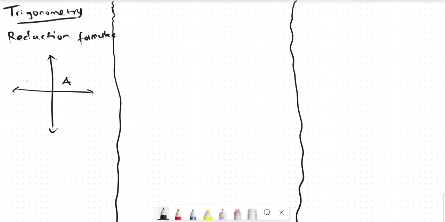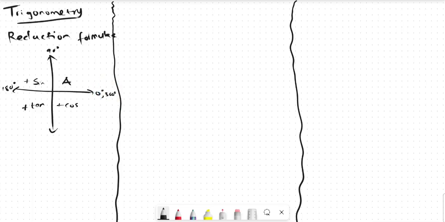Quadrant 2, sine is positive, cos and tan are negative. Quadrant 3, tan is positive. Quadrant 4, cos is positive. We also remember that this is 0 degrees, this is 90 degrees, 180 degrees. Coming back here, 360. We ignore 270.